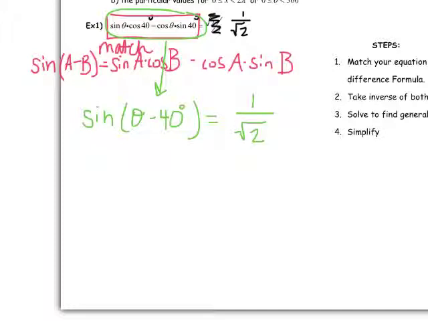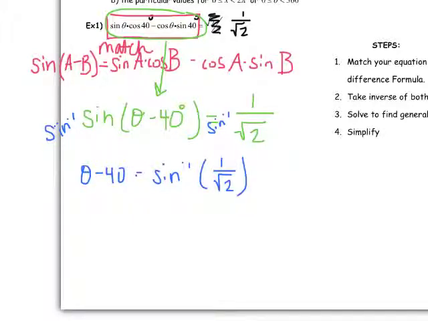All right, so the next thing I would want to do is, I'm trying to get theta by itself, right? That's the goal, to get theta by itself. Well, I have to get rid of sine, so I'll sine inverse both sides. So now I have theta minus 40 equals sine inverse 1 over root 2.